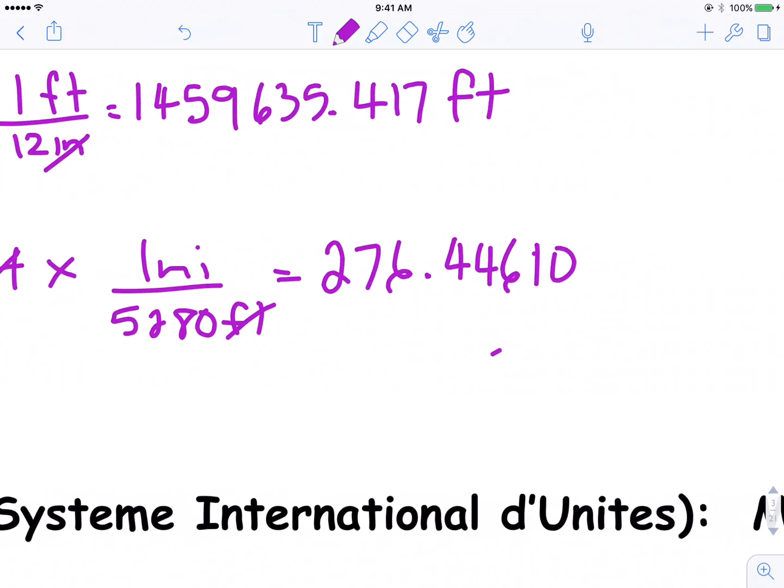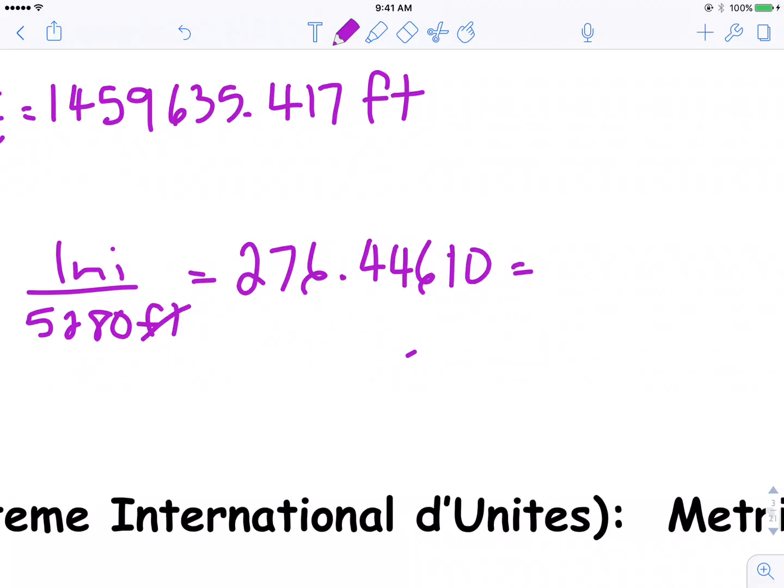276.44610. And just as a point here, because I probably haven't said it yet, for the purpose of this class, carry all your digits to the end, and then only round when told to do so, or if you're not told to do so, to 2 decimal places. So this would be 276.45.